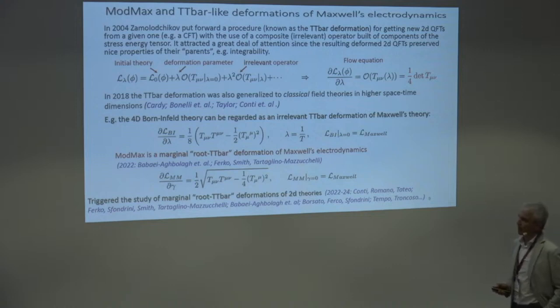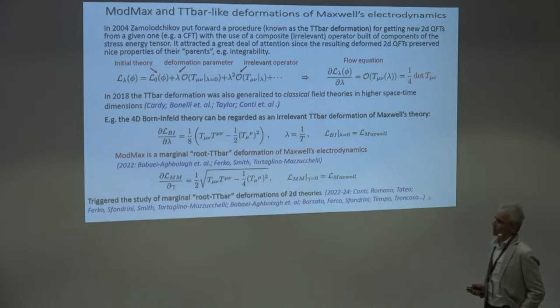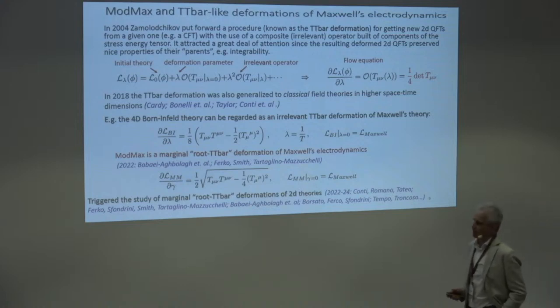Then, much later, people started to study whether in higher dimensions there are deformations of this kind, and they found that, for example, the Born-Infeld theory in 4 dimensions can also be treated as an energy momentum deformation of Maxwell theory. It was found that if you take the Born-Infeld Lagrangian and take its variation with respect to the inverse of the tension parameter, then this derivative is equal to the following combination of the energy momentum tensor of Born-Infeld theory itself.